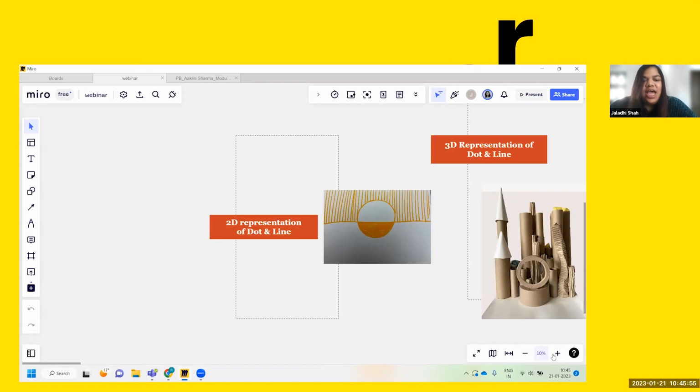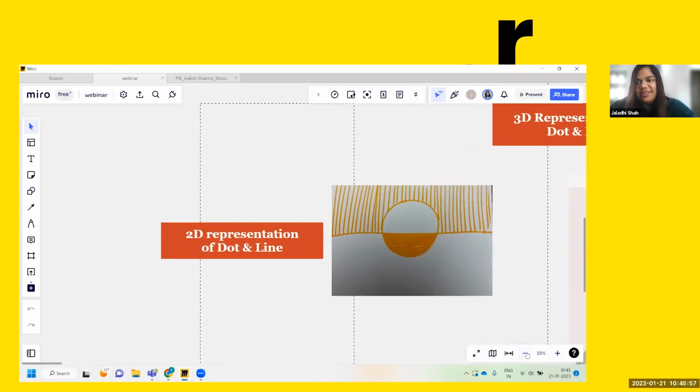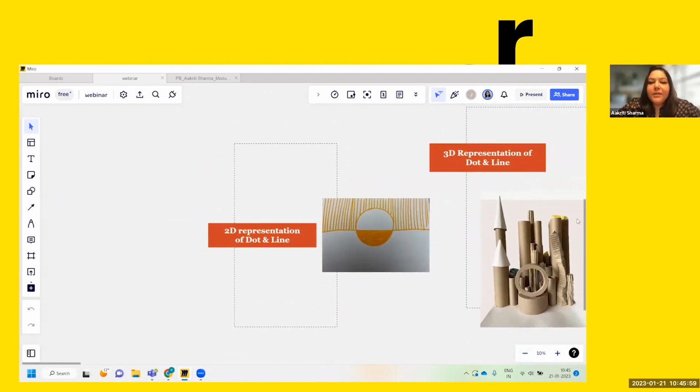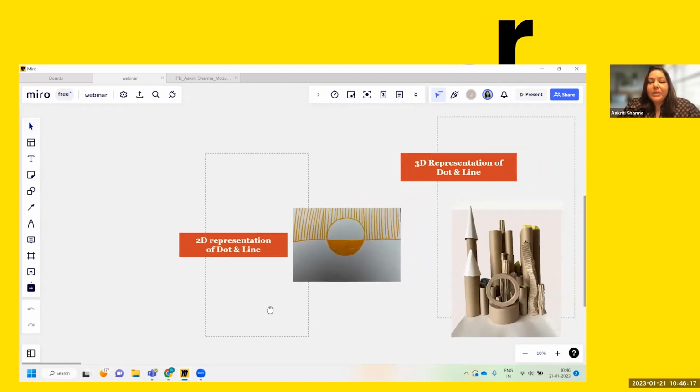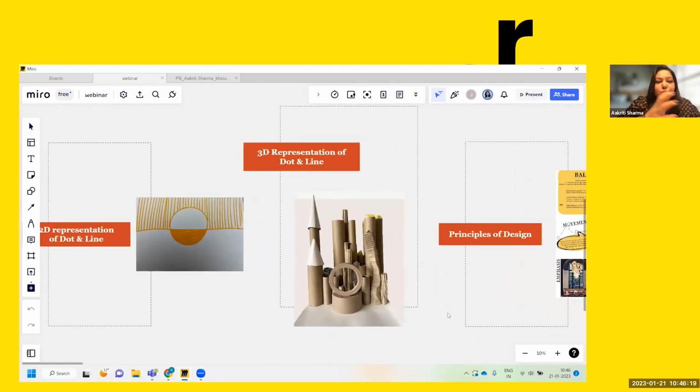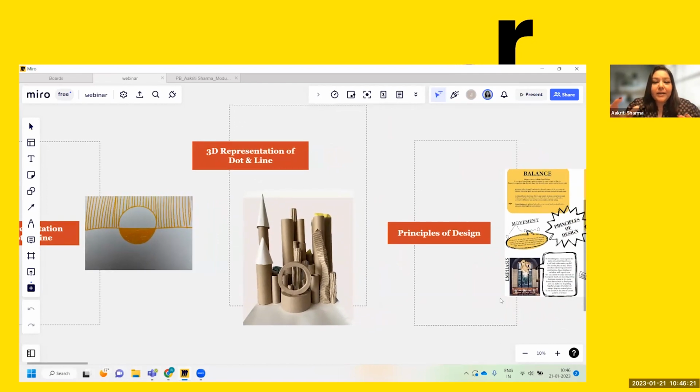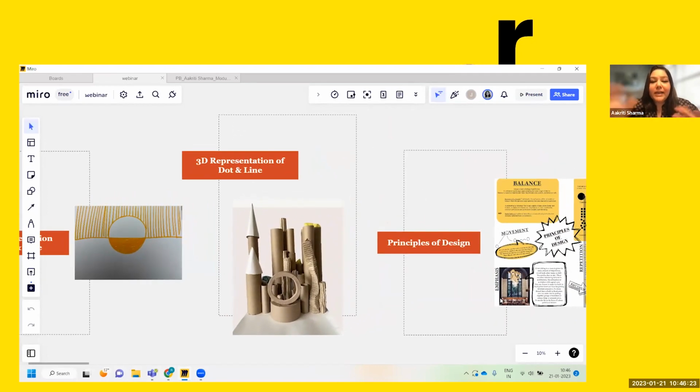Hi, everyone. I am Jaladi. So we'll be starting with how we started our project. First, they asked us to draw some dots and lines, and we had to scribble some kind of 2D artwork, and we were wondering what we would be doing with that. So next we went to 3D. Now this 2D was transformed into 3D, and it came out amazingly.